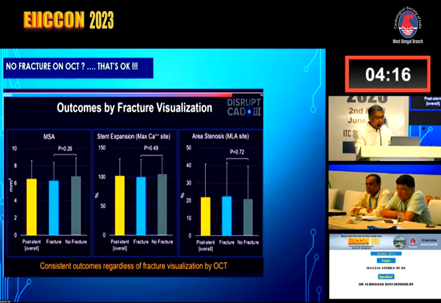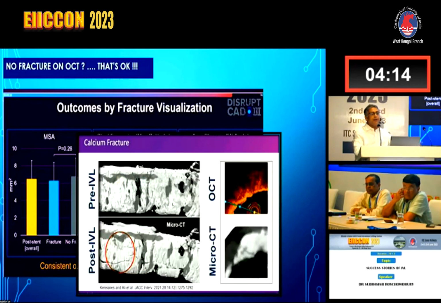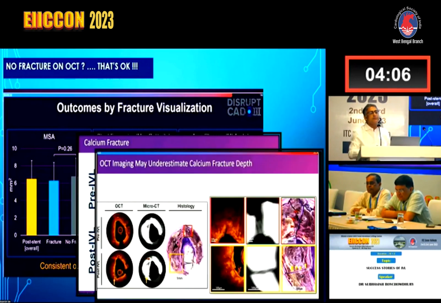And why is that so? This is a very interesting paper by Dr. Ziad Ali, which shows that even post-IVL, where OCT did not show cracks, micro-CT does. That's mainly because we are speaking of non-linear cracks in this IVL, and OCT, remember, is a light-based technique which always goes in and out, so it's taking images in a linear fashion. So if you don't see cracks, don't be disheartened, your IVL has done the job.